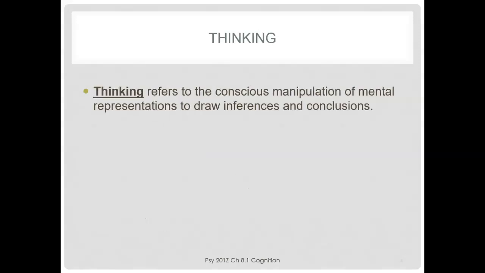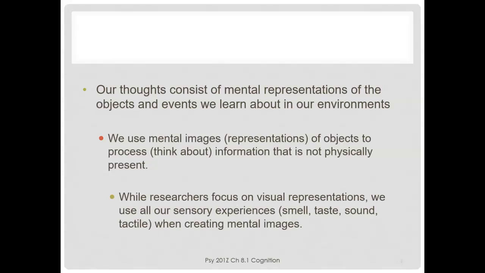Now, thinking refers to the conscious manipulation of mental representations to draw inference and conclusions. So we're about to talk about mental representations. Our thoughts consist of mental representations of objects and events that we learn about in our environment. So when we're looking at cognition and thinking, we're not just looking at objects. We're looking at events as well. And it's easy to overlook that part of the puzzle.